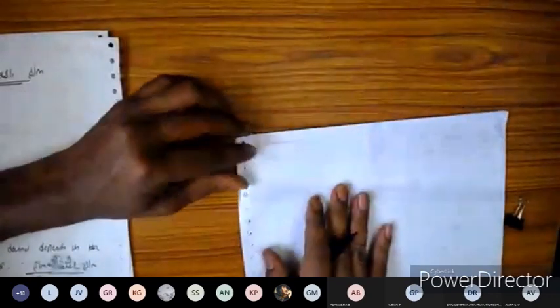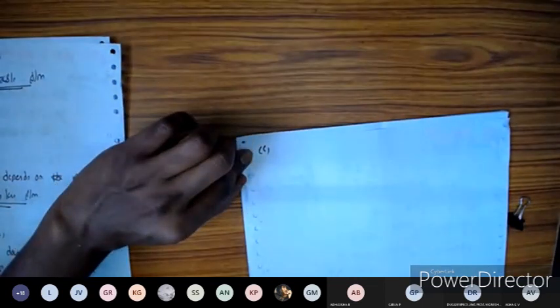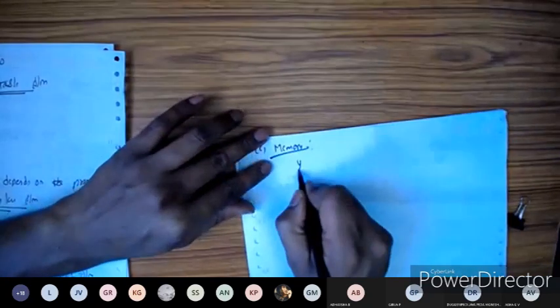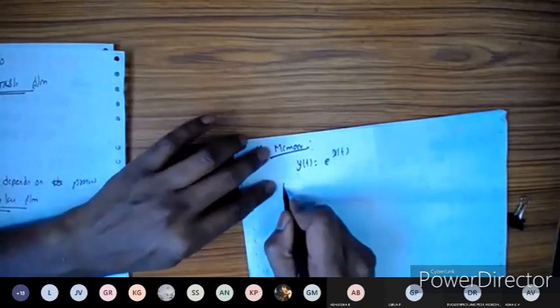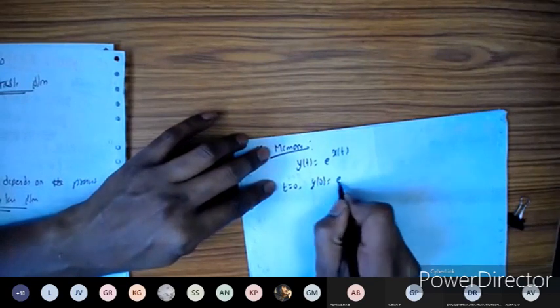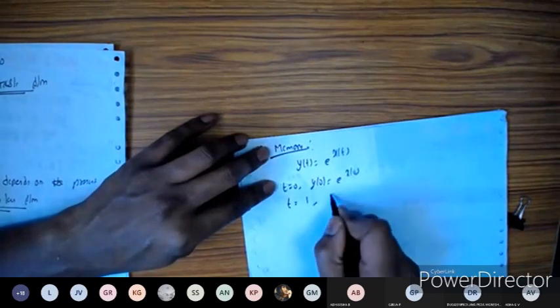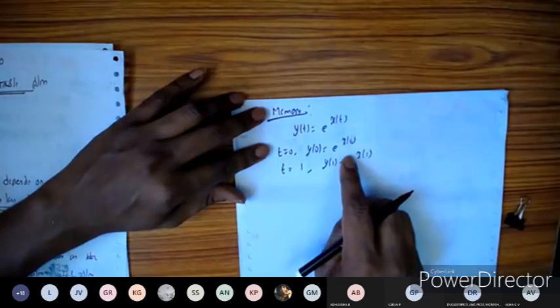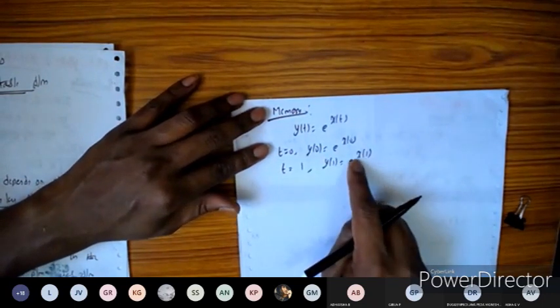Now let us go for the next property, which is called memoryless or memory. It is the third property. The given system is y of t equal to e to the power of x of t. If you want to find out the memory, let us substitute t equal to 0. Then y of 0 becomes e to the power of x of 0, so it depends on the present value only. Let us substitute t equal to 1. Then y of 1 depends on e to the power of x of 1. We can see the present output depends on the present input only. So the given system is a memoryless system.